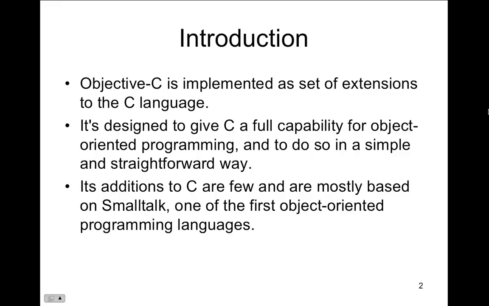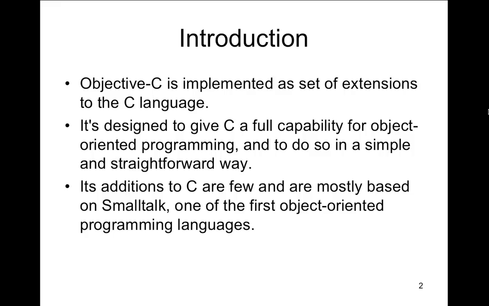Because it's object-oriented C, it's not procedural C. So we're still working with the object concepts. Believe it or not, the same concepts apply. We have our public, private, protected kind of access methods. We have data members and member functions. And it's C++ with a new label on it. So if you are familiar with C, C++, or Java, it's a real easy language to pick up. It's designed to give C the full capability of object-oriented programming.